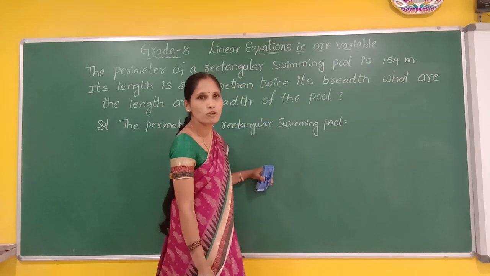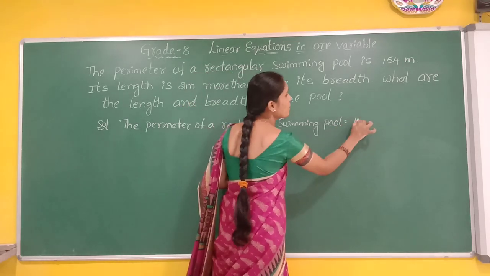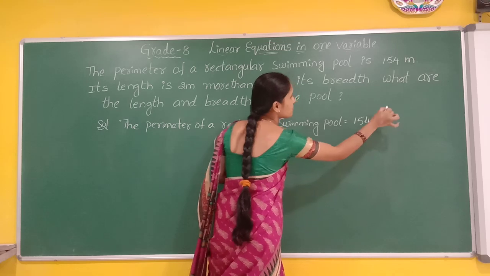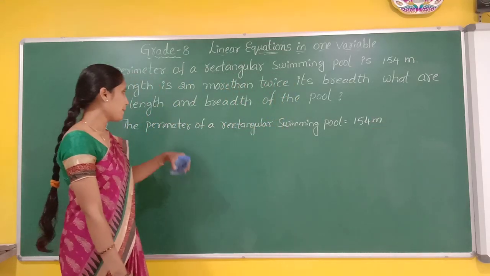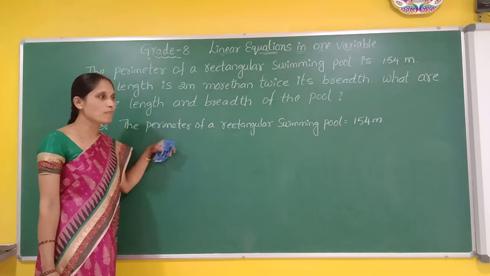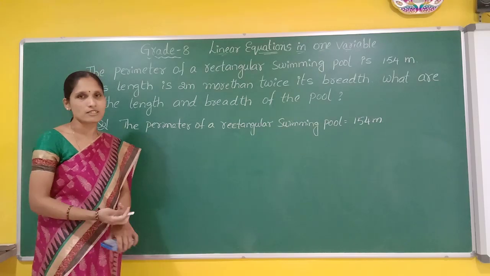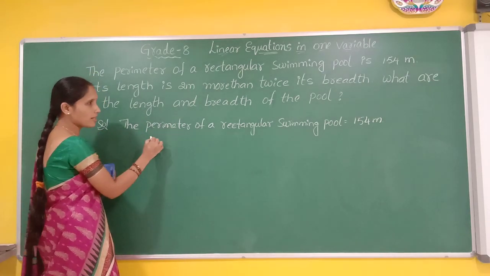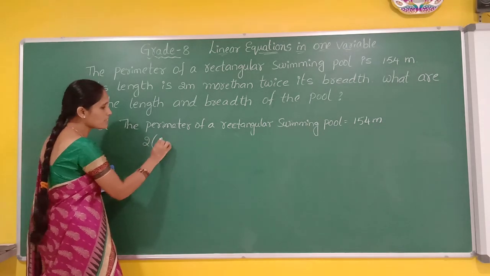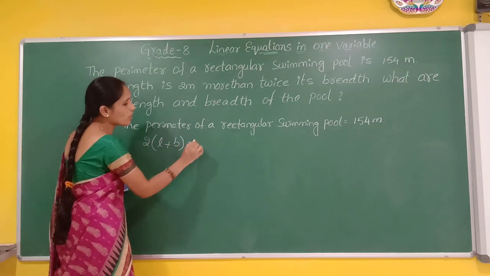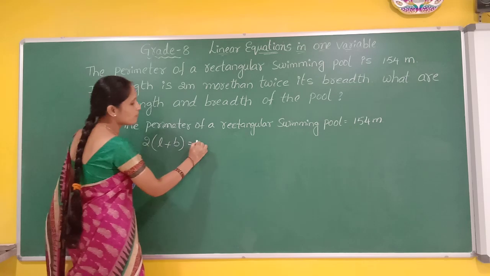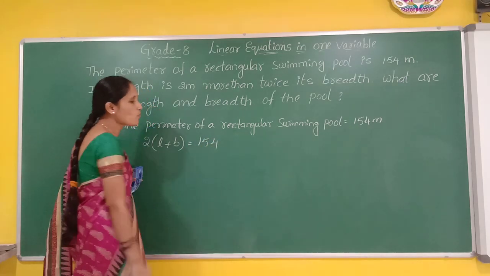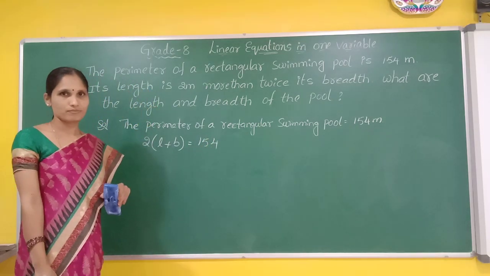That is equal to 154 meters. The perimeter of a rectangular swimming pool is 154 meters. So children, what is the perimeter of a rectangle? Do you remember that? That is equal to 2 into (L plus B). That value is given, that is equal to 154.